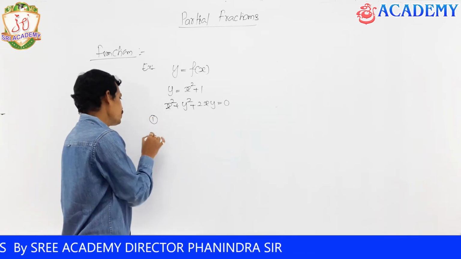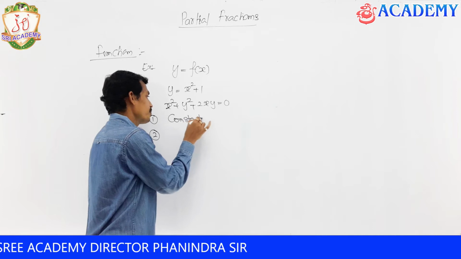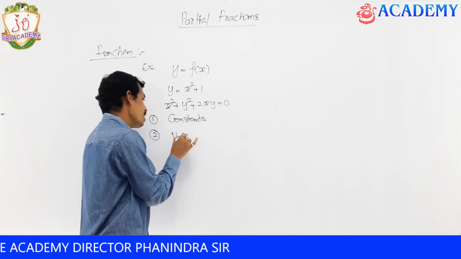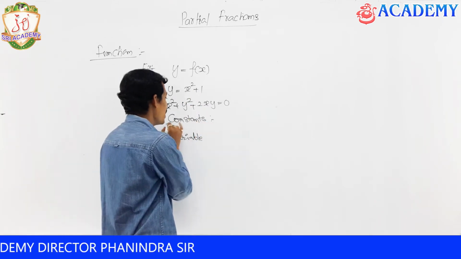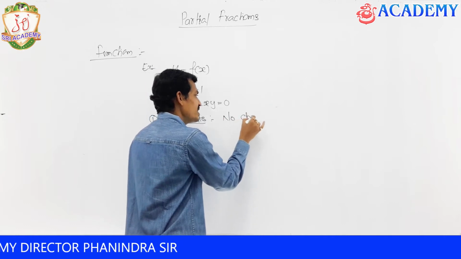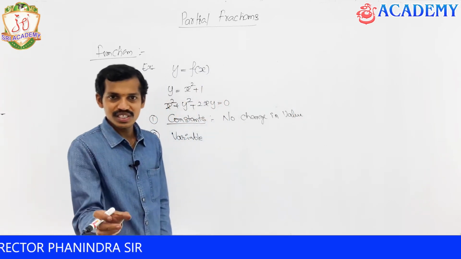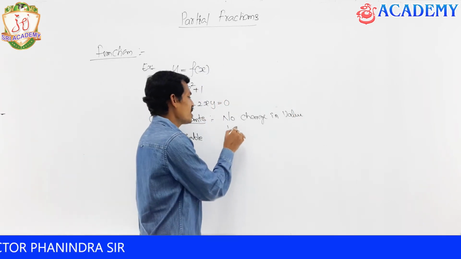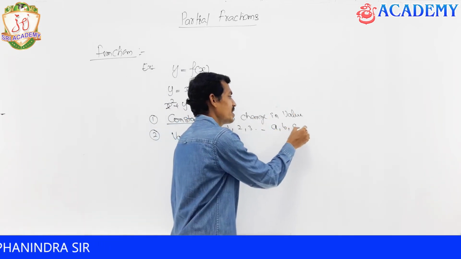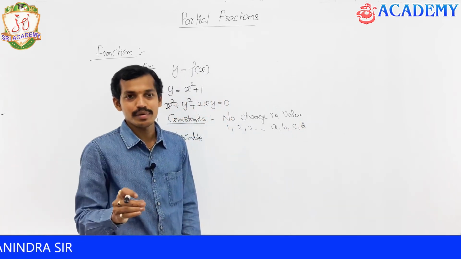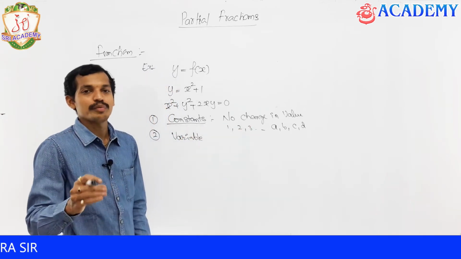See, I am going to give you 2 word statements. One is about constants. Another one is a variable. These are going to exist in a function. Constant is nothing but no change in value. No change in value is said to be constant. That is 1, 2, 3 and so on. We can say any numbers. And also we will represent with small alphabets a, b, c, d, like that. Constants are represented with small alphabets.